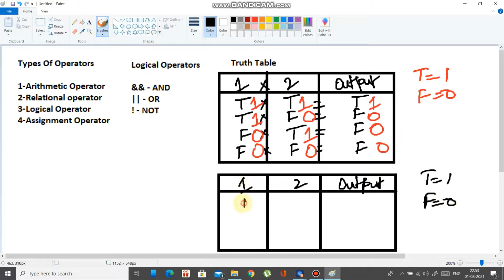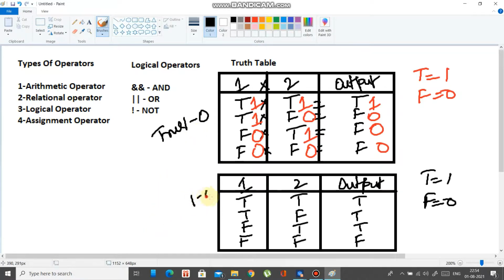Now taking the first input as true and the second input as true, we'll get the output true. The first input is true, the second input is false, the output will be true. The first input is false, the second input is true, then also your output will be true. The first input is false, the second input is false, then your output will be false. In this case, one output will be true and here one output will be false.